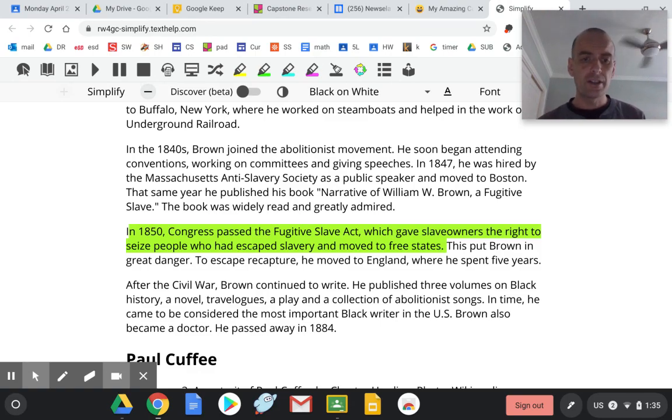After the Civil War, Brown continued to write. He published 3 volumes on Black history, a novel, travelogues, a play, and a collection of abolitionist songs. In time, he came to be considered the most important Black writer in the U.S. Brown also became a doctor. He passed away in 1884.